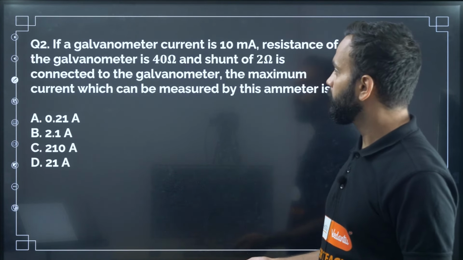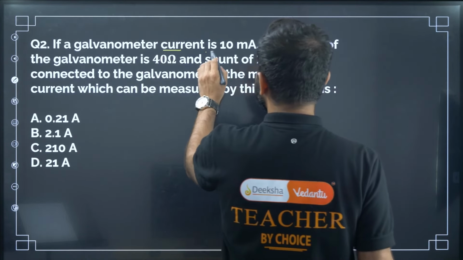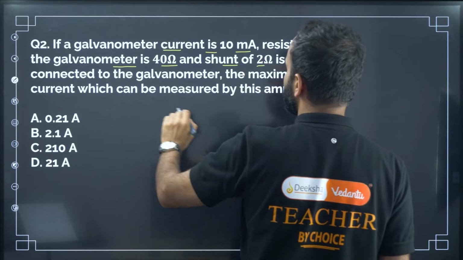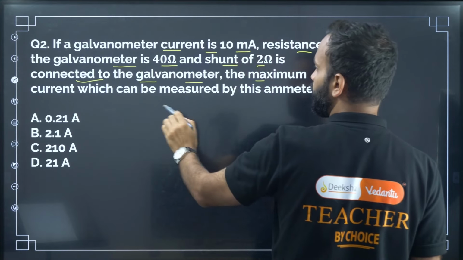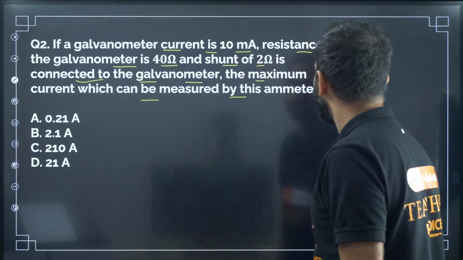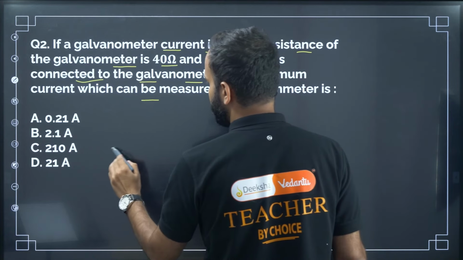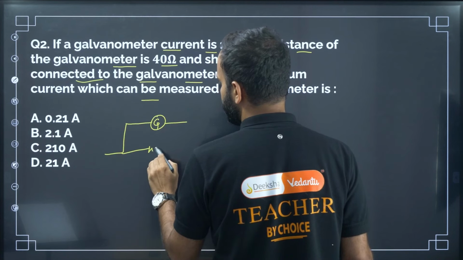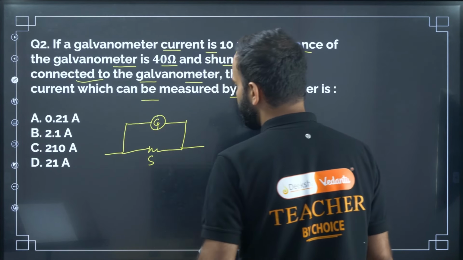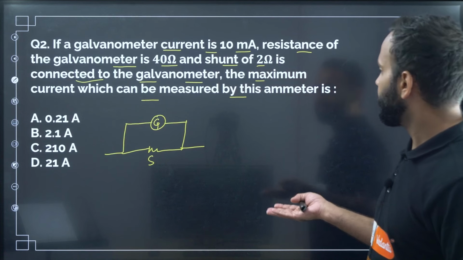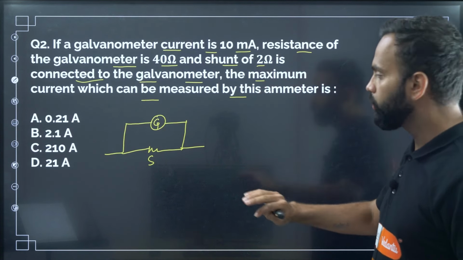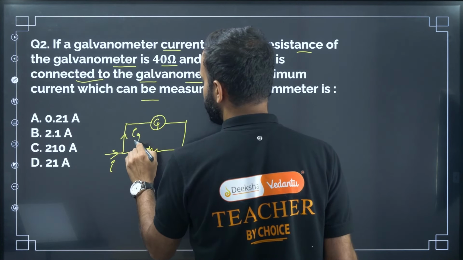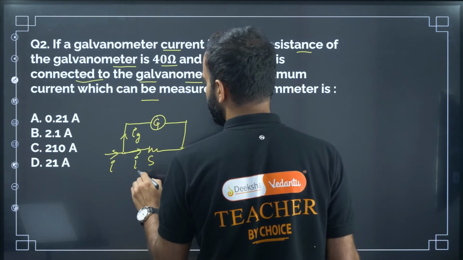Okay, next question, question number 2. If a galvanometer current is 10 milliampere, resistance of the galvanometer is 40 ohm and shunt of 2 ohm is connected to the galvanometer, the maximum current which can be measured by this ammeter is. Okay, so here this is the galvanometer and this is the shunt resistance. We need to connect shunt resistance parallelly to the galvanometer so that we can convert galvanometer to ammeter. Here the total current is I, current flowing through the galvanometer is Ig, and current flowing through the shunt resistance is I minus Ig.